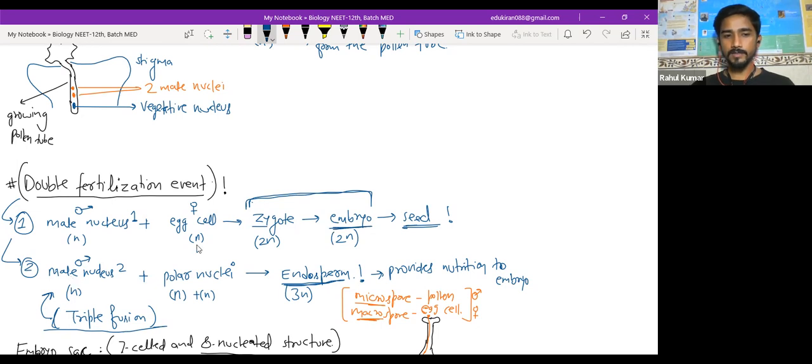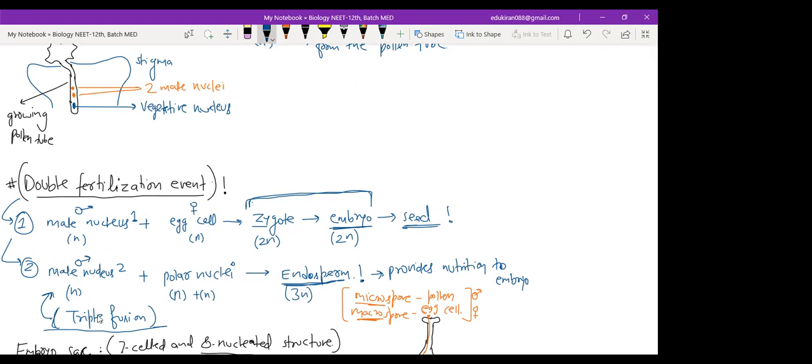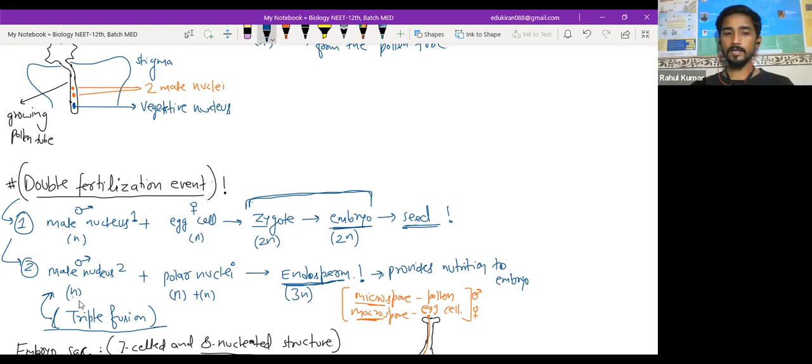The male nucleus is haploid, the egg cell is also haploid, then the zygote becomes diploid after fusion. The second male nucleus fuses with the polar nuclei. These are two nuclei, N and N. So N plus 2N becomes 3N, okay? So the second fusion gives rise to endosperm, which provides nutrition, about which we studied just now. Do you understand the double fertilization? Yes, sir.